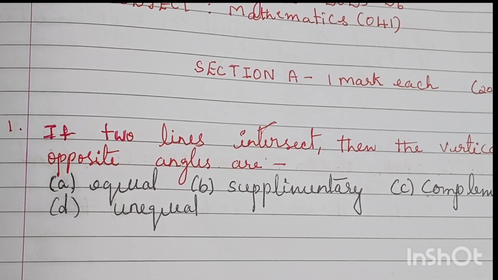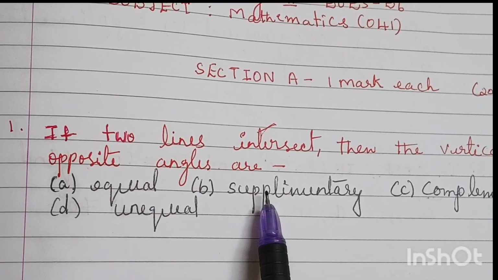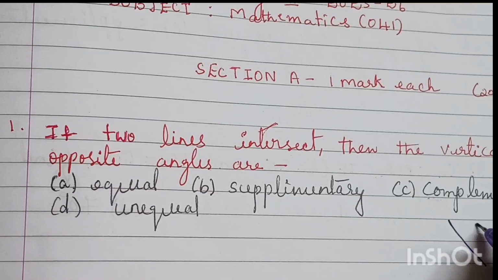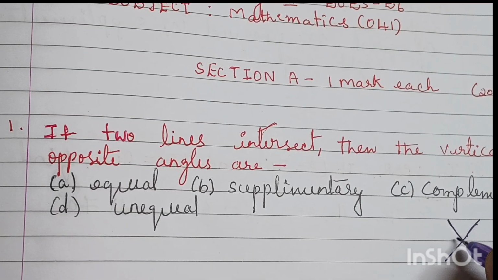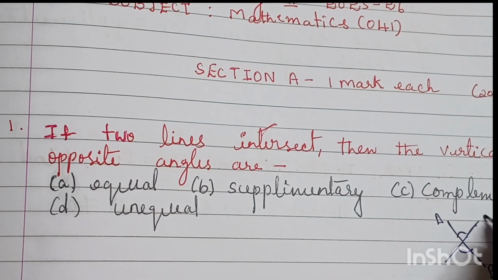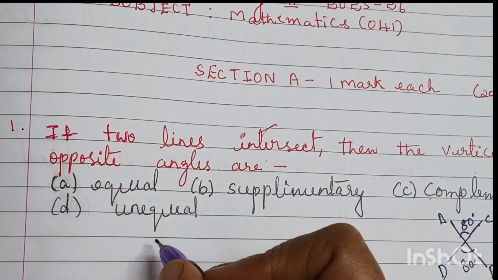Section second preparatory. If two lines intersect, then the vertically opposite angles are equal. This is a vertically opposite angle, like a multiplication mark. So these are equal. For example, here 80 degree means here also 80 degree. So the answer is A.